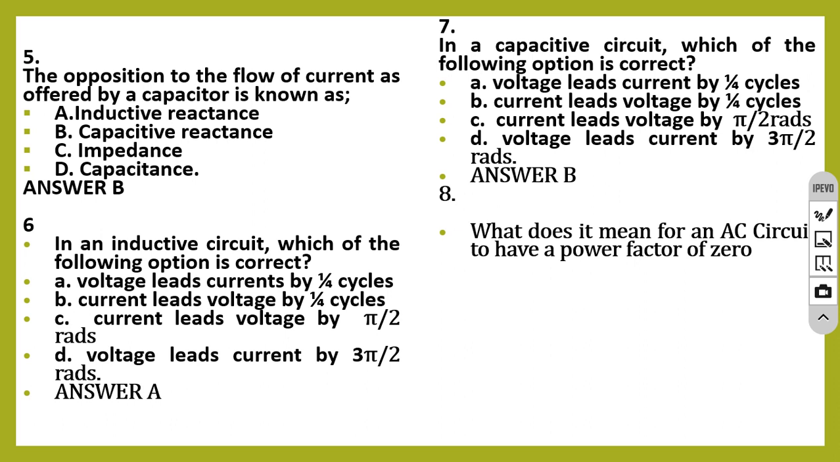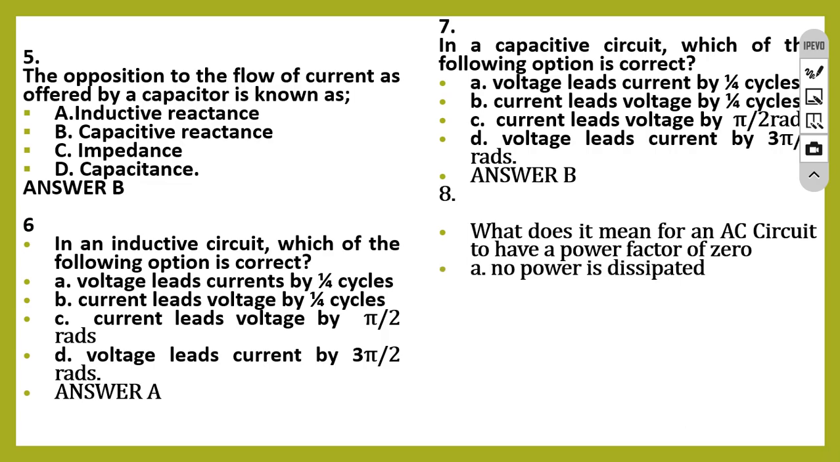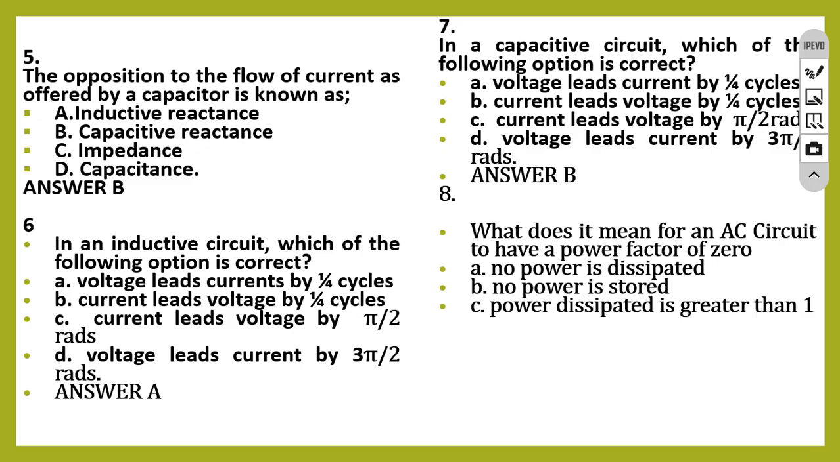Okay. Question 8. What does it mean for an AC circuit to have a power factor of 0? A. No power is dissipated. B. No power is stored. C. Power dissipated is greater than 1. D. No heat is dissipated. The correct option to that question is A. No power is dissipated in the circuit.